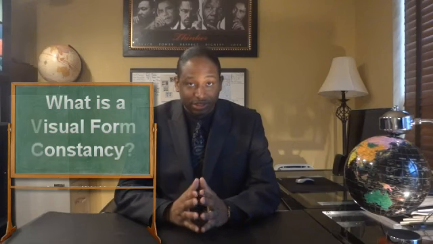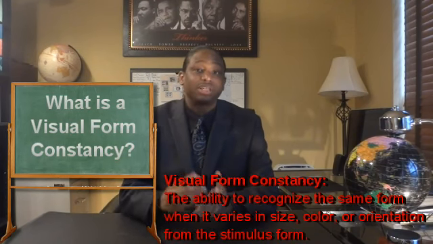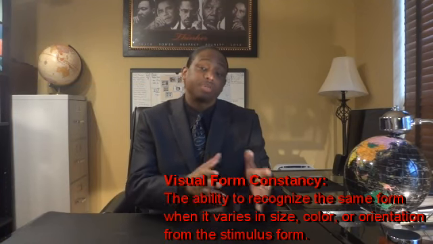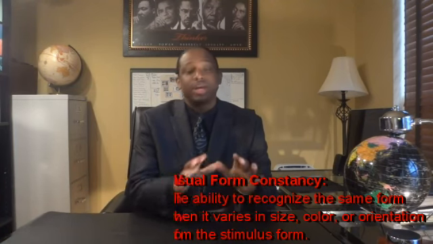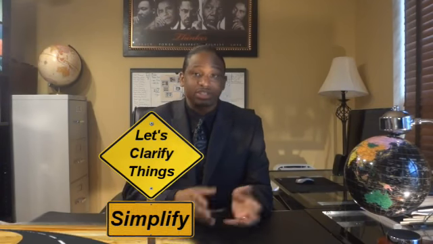Today, we'll be discussing visual form constancy. Now, visual form constancy is the ability to recognize the same form when it varies in size, color, or orientation from the stimulus form. Now, let's take a moment and break this down. Visual form constancy is the ability to recognize, name, match, and remember objects or symbols by their details and characteristics.